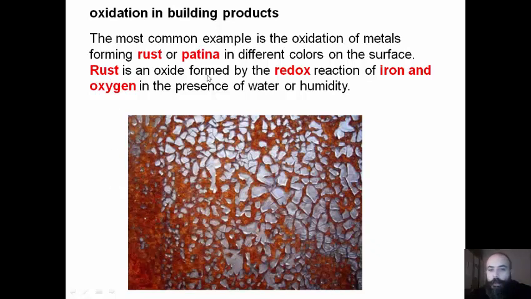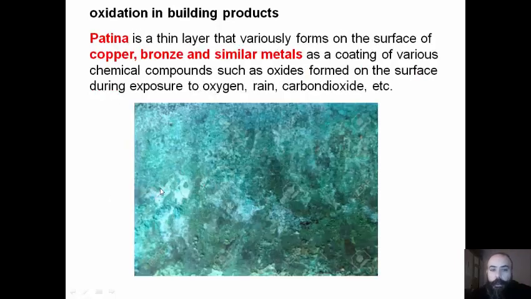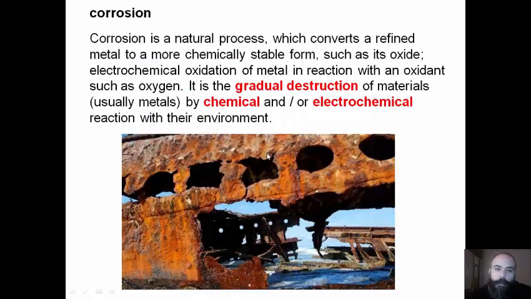Rust is an oxide formed by the redox reaction of iron and oxygen in the presence of water and humidity. Patina is a thin layer that variously forms on the surface of copper, bronze, and similar metals as a coating of various chemical compounds such as oxides formed on the surface during exposure to oxygen, rain, and carbon dioxide.